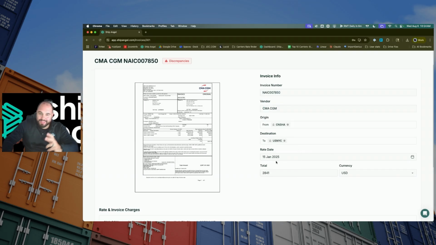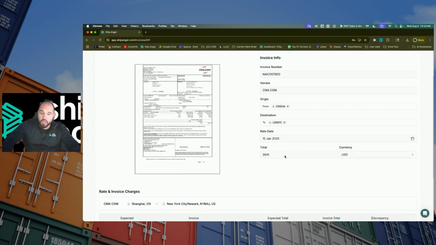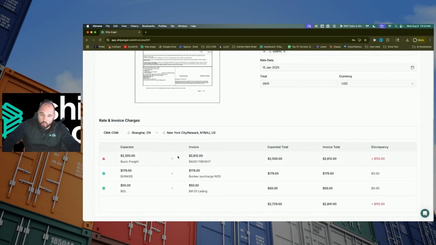We're going to pull out the rate that this was billed on, or at least the rate that the price is calculated on. And then what we're going to do is understand what were the rates that I was billed. And so this invoice included 3 line items: a basic freight, a bunker charge, and a bill of lading charge. From here, we're able to extract this data from the invoice and show it here in the platform.